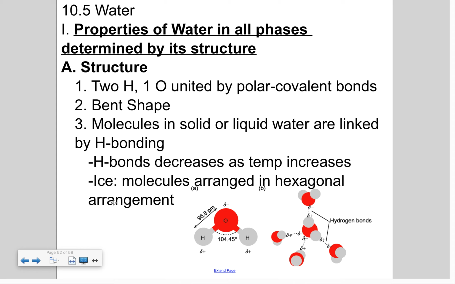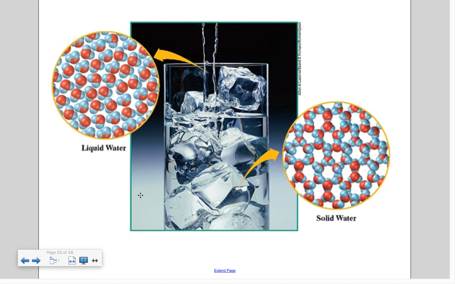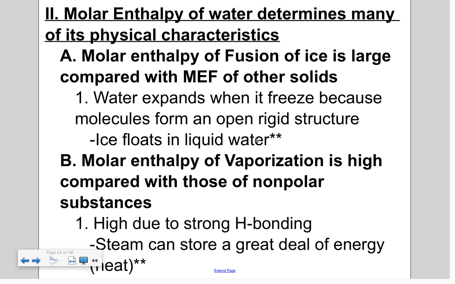Ice molecules are arranged in a hexagonal arrangement where each is interacting with between 4 to 8 different water molecules. So you can see here liquid water interacting positive to negative, and solid water with these little microscopic air pockets.